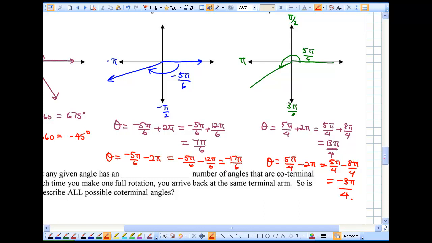Okay. Hope you're feeling good about this. I don't think this is too hard. Yeah, there's a little bit of fraction stuff, but if you know how to do fractions, you should be okay. Alright, let's go back to the notes.